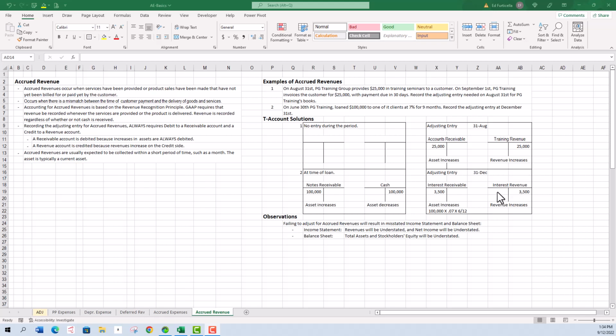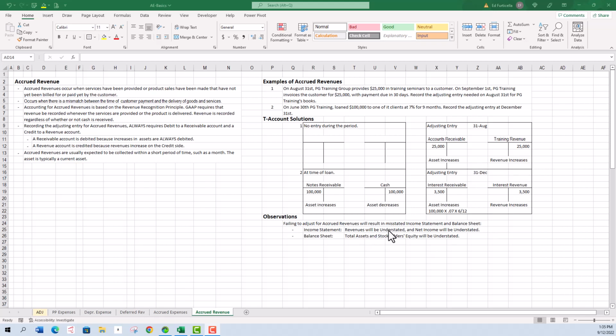So again, the adjusting entry requires that we debit $3,500 to interest receivable to keep track of what people owe us in terms of interest, and we credit interest revenue for $3,500 to record the fact that we've earned $3,500 of revenue during this period of time. Look at the observations. Failing to do this adjustment would mean that the income statement would have revenues understated. We wouldn't have recorded training revenue or interest revenue if we have failed to do this adjusting entry.